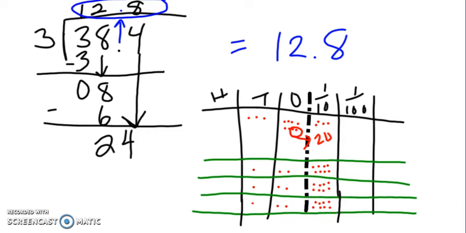What I'm looking for here is, I know that each group is the same because I did that equally. So what do I have in each group? In each group I have 1 ten, I have 2 ones, and I have 8 tenths. So my answer is 12 8/10, just like I got using my standard algorithm.